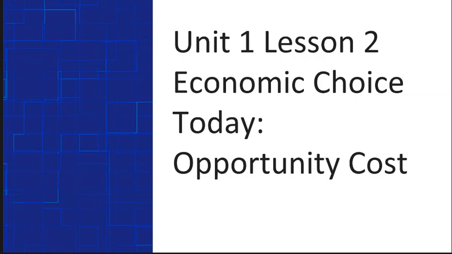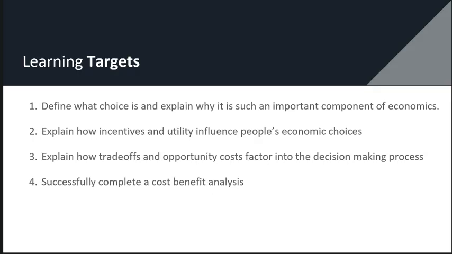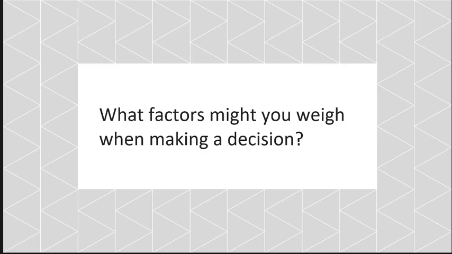Things you want to be able to do by the time you finish this particular video, or you should have been able to do before coming here and you're looking for help, is define what choice is and explain why it's such an important component of economics, explain how incentives and utility influence people's economic choices, explain how trade-offs and opportunity costs factor into the decision-making process, and successfully complete a cost-benefit analysis. The last one is something that you'll have to do on your own, but we'll still talk about exactly what it is that you'd have to do inside of that to successfully pull that off.